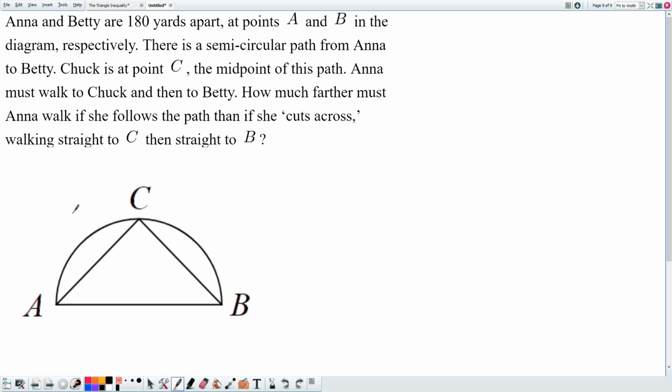Well, Chuck is at this midpoint of the semicircular path, which means that these two lengths are the same. And since equal, based on the last problem, equivalent arcs imply equivalent chords. So these two lengths must be the same as well. Now Anna and Betty are 180 yards apart. So this distance is 180, not degrees, but just 180.